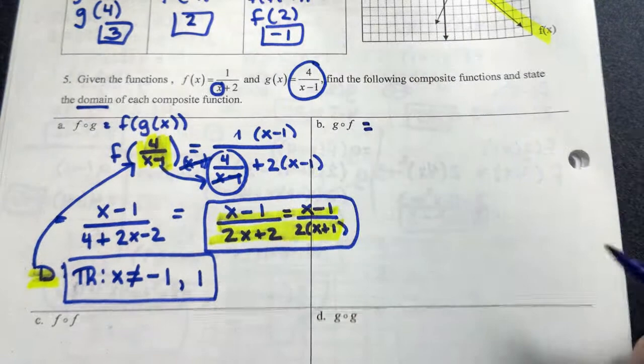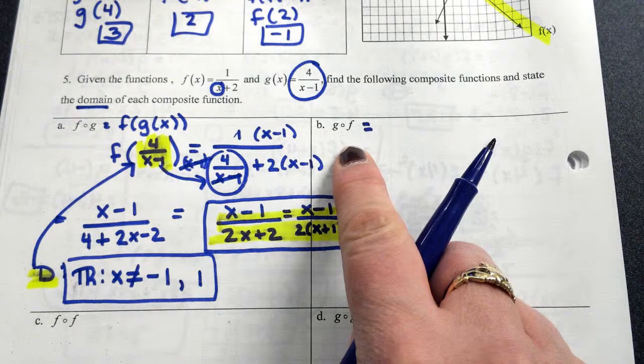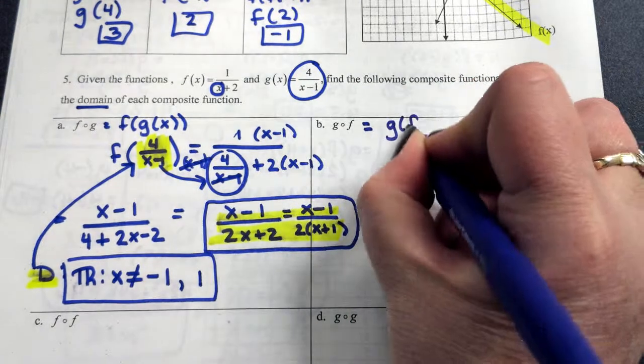As you know, composition is not commutative. Let's take a look at g of f of x. So I have g of f of x.